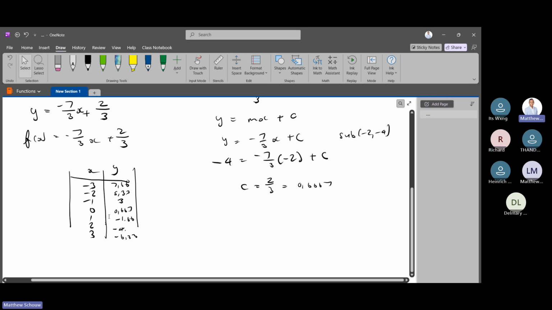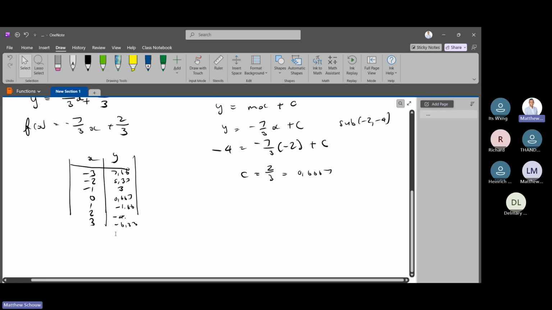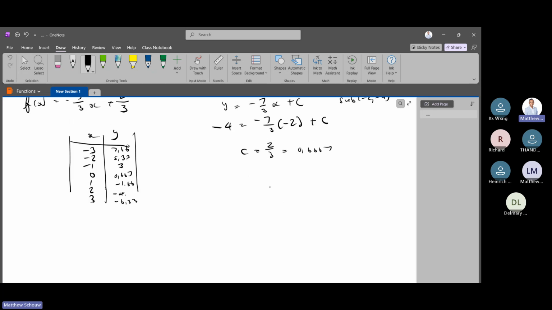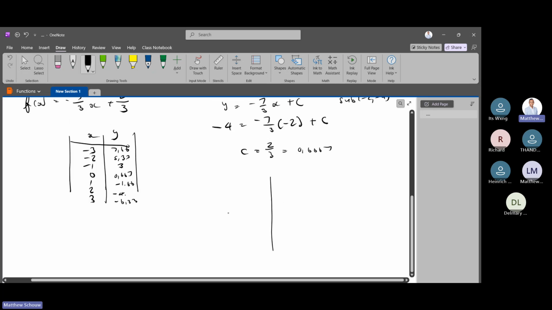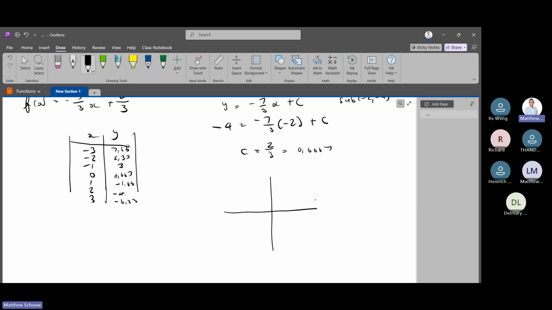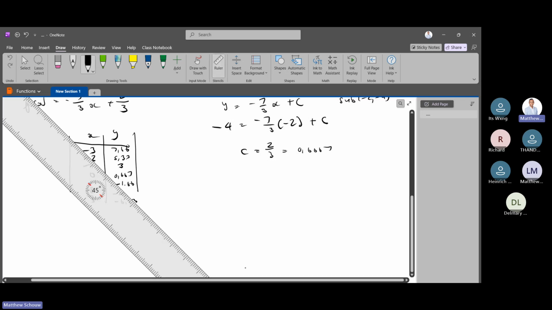So all that was is inputting negative 3 and getting a y value. I hope you understand what's happening within the calculator space. Instead of us doing this, obviously you can do this easily on Excel as well. Then what you do is you want to plot points. So you draw your X and Y Cartesian plane, right? Maybe let me be a bit more dramatic here.